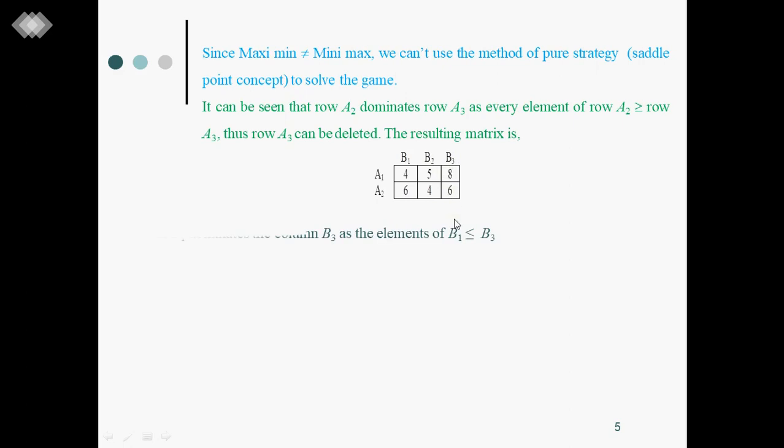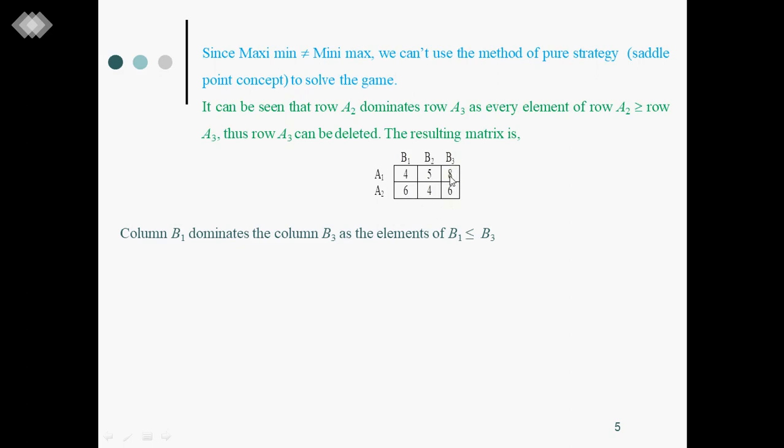How is B3 eliminated? Let us see. Even this one also is okay. So 4 is lesser than 8. 6 is lesser than or equal to 6. Even in this case it is valid. 5 is lesser than 8. 4 is lesser than 6. Either way, B1 or B2 dominates B3.